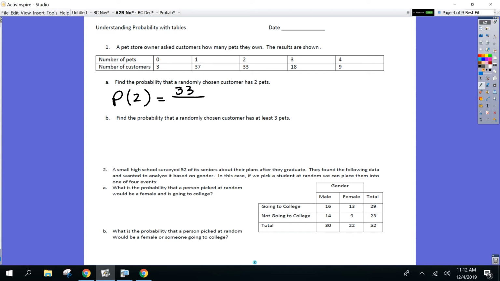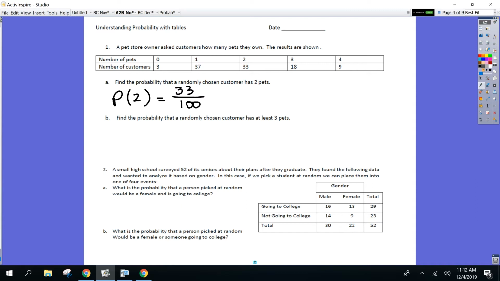Yep, out of 100. And if you guys don't know where the 100 came from, I added up the number of customers at the bottom. No, I just want you, if you see it, to know what it means. I'm not going to force you to write it like that, but if you see it in a problem, you should know what that means.